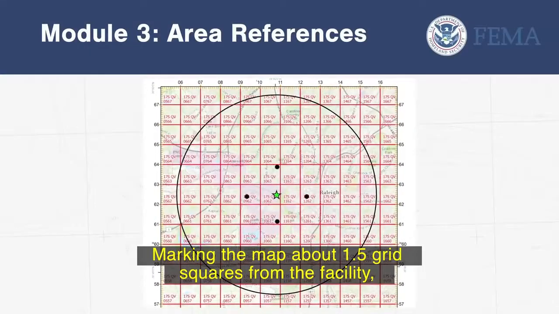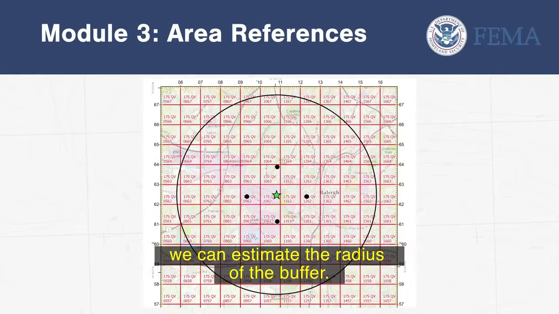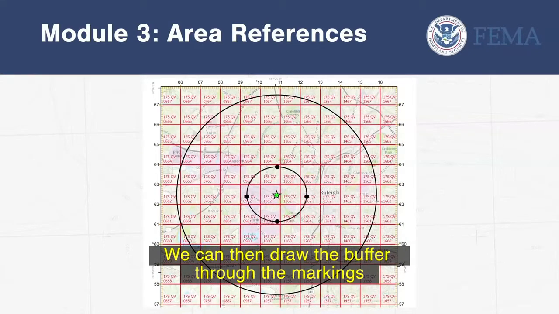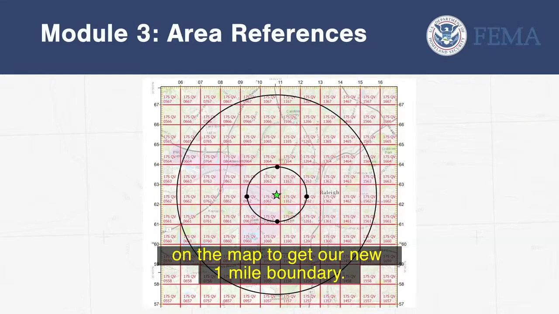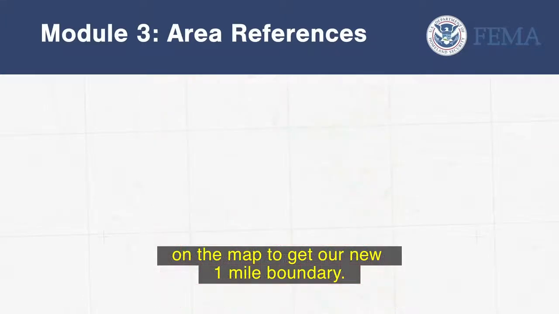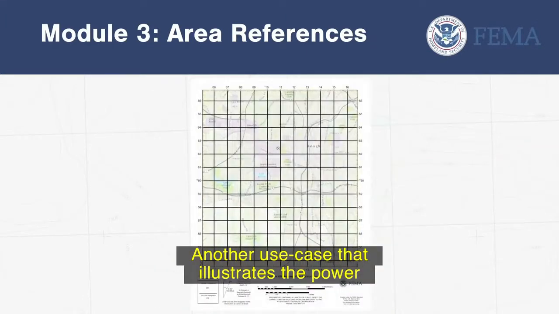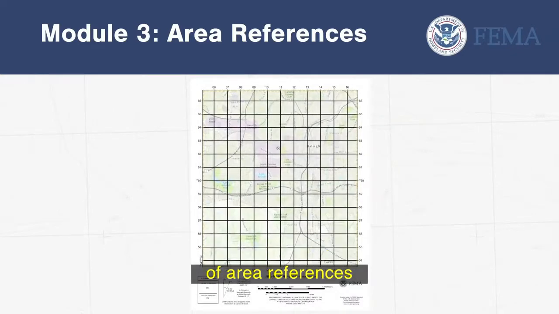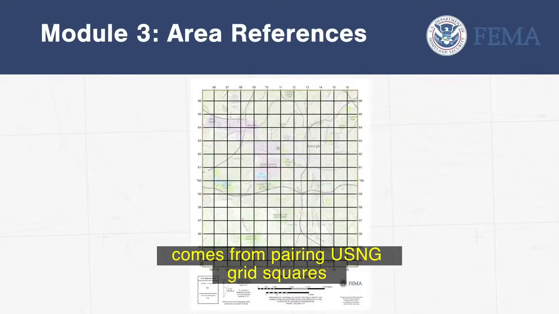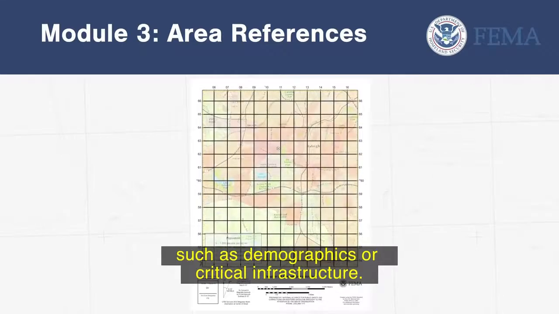Marking the map about 1.5 grid squares from the facility, we can estimate the radius of the buffer. We can then draw the buffer through the markings on the map to get our new 1-mile boundary. Another use case that illustrates the power of area references comes from pairing USNG grid squares with other information, such as demographics or critical infrastructure.